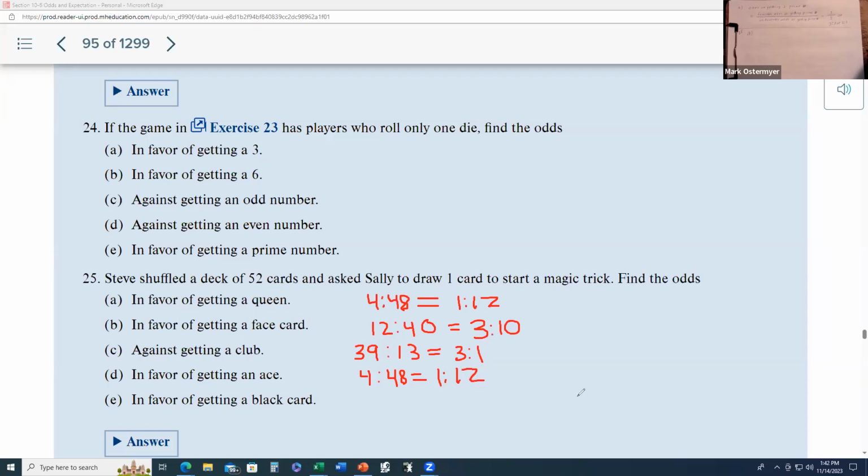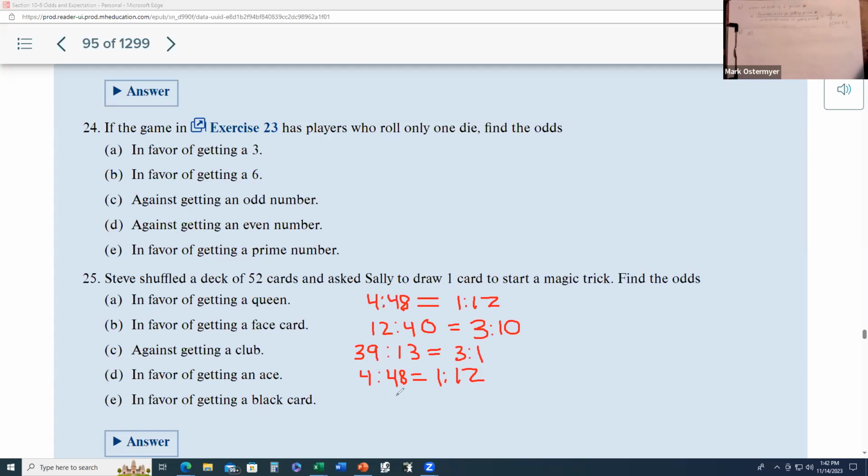So what's the odds of not drawing an ace? It would be 12 to 1 odds, correct? So what's the odds of getting a black card in a deck? Well, you got 13 spades, you got 13 clubs. That's 26 cards of the 52 are black, and 26 of the 52 cards are red.